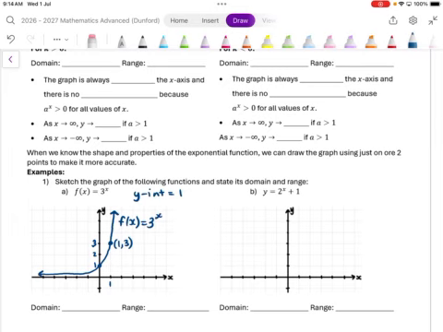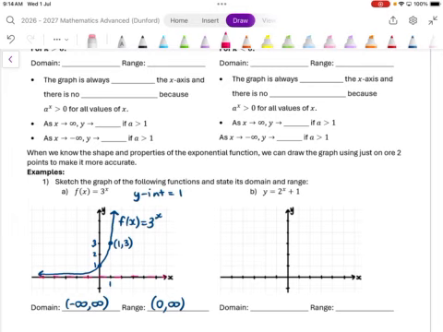Now this function is going to go on and on and on for all of our domain, so that means that our domain is negative infinity to infinity, and our range is from 0 to infinity because we have that asymptote there. Okay, you don't need to draw the asymptote on, you just need to know that it exists. Any questions about sketching the exponential function f(x) equals 3 to the power of x?